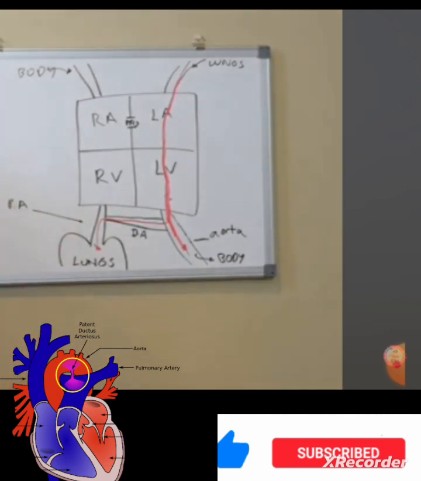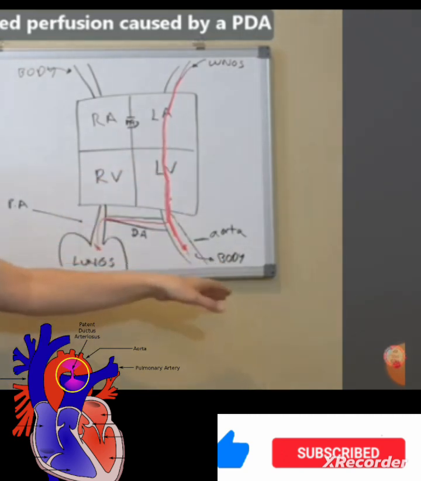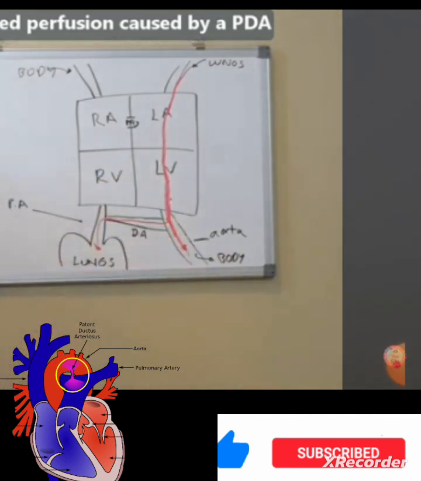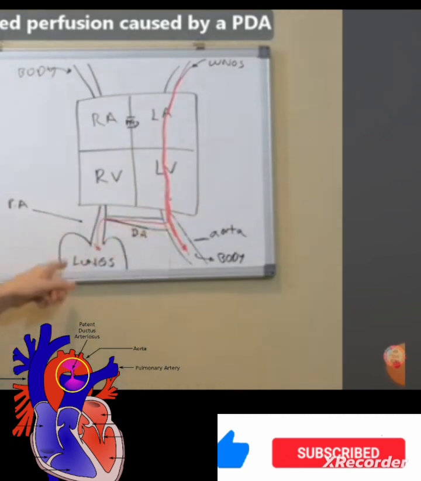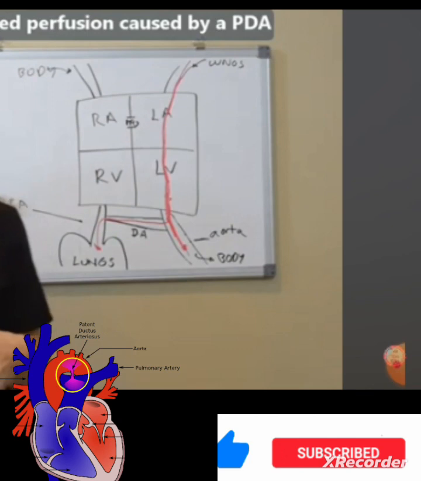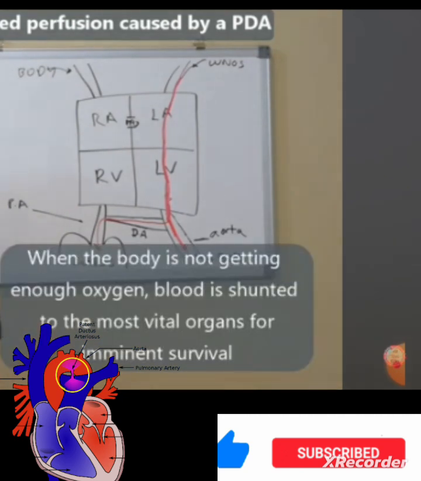So the second set of symptoms that you would expect to see is from not enough blood going to the body, or decreased perfusion to the body, because a lot of that blood, as we keep saying, is being shunted to the lungs. So remember, when the body is not getting enough oxygen, what it's going to do is try to shunt blood away from less necessary organs.